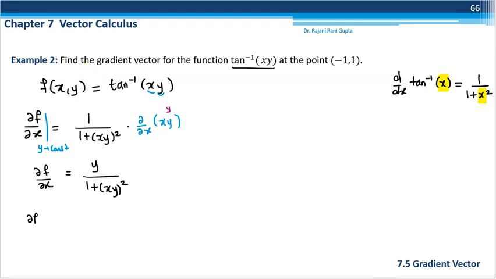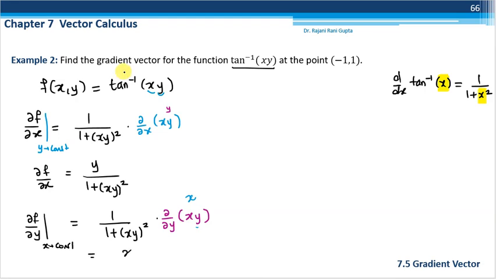Similarly, finding the partial derivative with respect to y, keeping x as a constant. What you will get? Same thing, 1 over 1 plus xy square times the partial derivative with respect to y of xy. So in this case, you get x, because the derivative of y is 1. So this gives you x over 1 plus xy whole square.